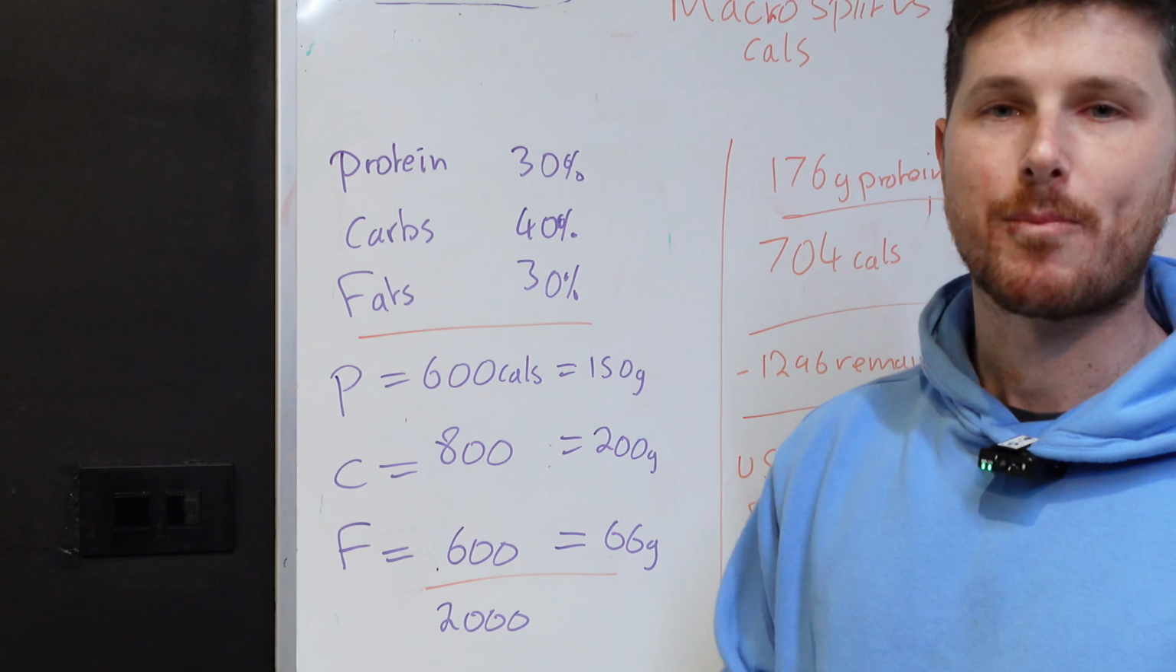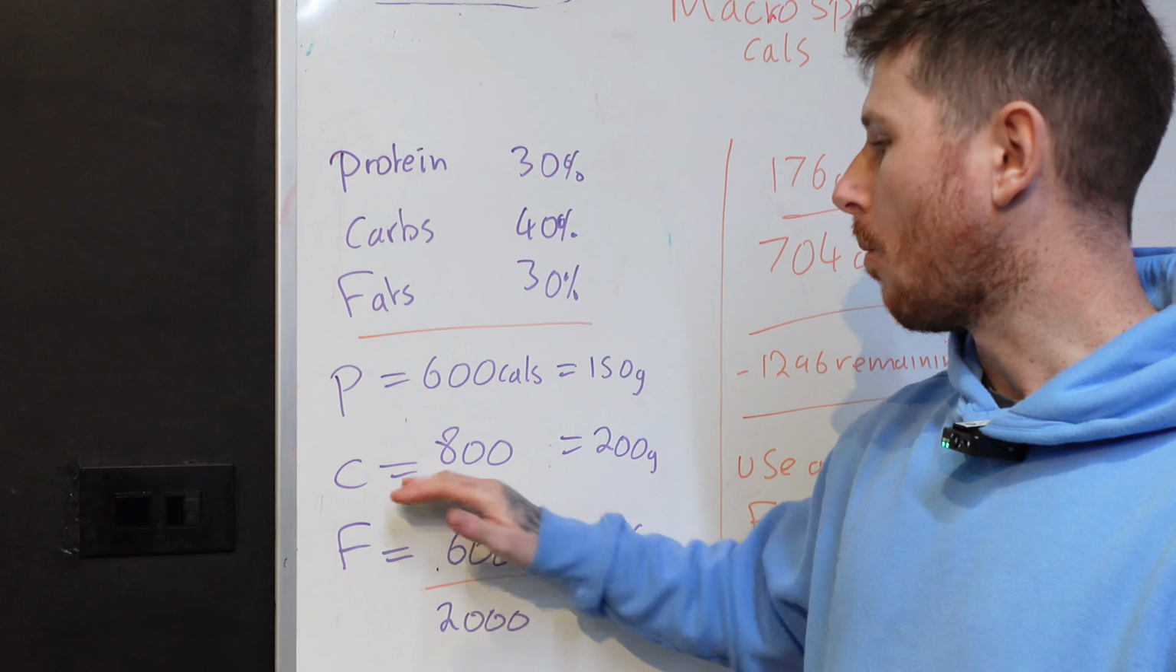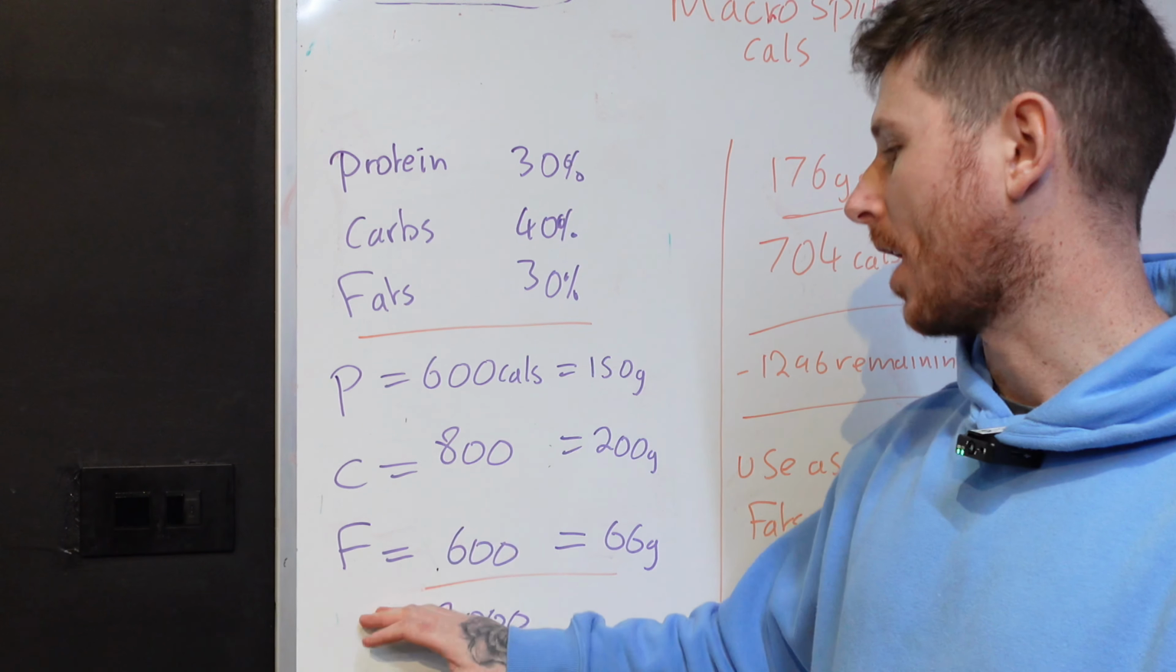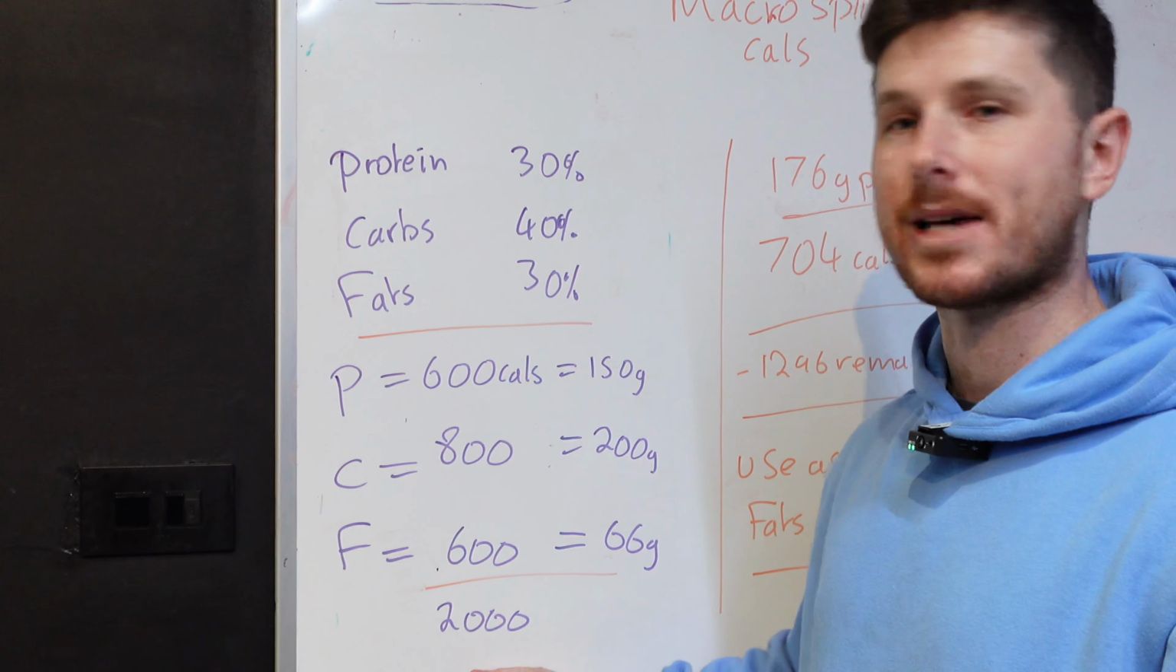of fat. So we break that down knowing that 1 gram of protein is 4 calories, 1 gram of carbs is 4 calories, and 1 gram of fat is 9 calories. So once you know this, you'll be able to break this down into what that 2,000 calories look like.